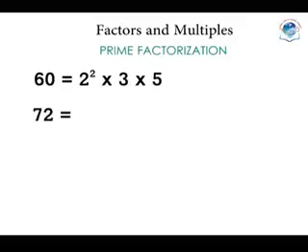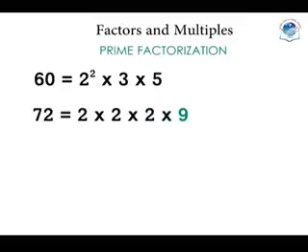Now consider 72. At first, 72 is divisible by 2. That's the smallest prime number. So we have 2 times 36. 36 is still divisible by 2. So we have 2 times 2 times 18. 18 is still divisible by 2. So we have 2 times 2 times 2 times 9.